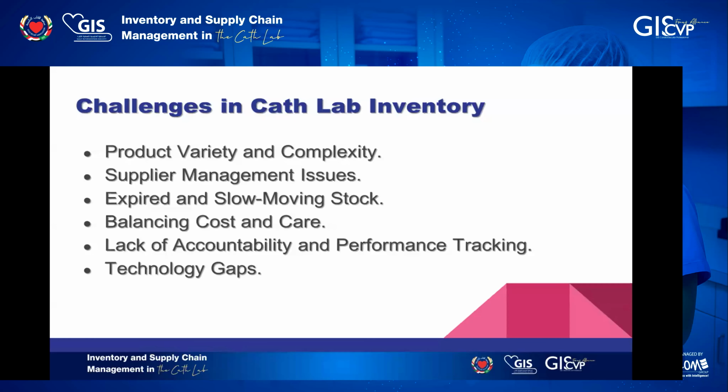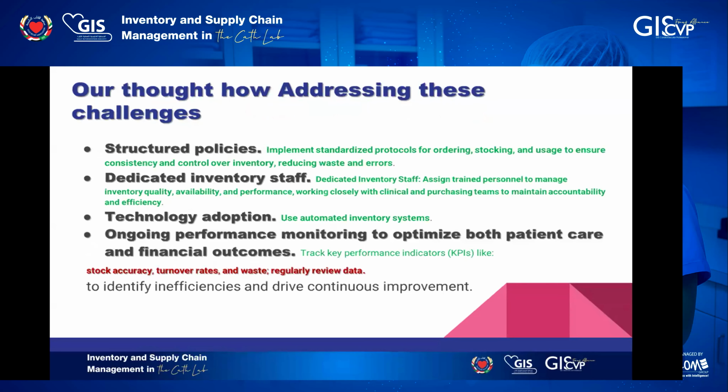So, we have the balance of costs, and we have another issue: how to manage physician preference. Some physician preference items are complicated, making standardization of cost and contingent cohorts difficult. So our facility faces this challenge with four points: structured policy, dedicated inventory staff, technology adoption, and ongoing performance monitoring.